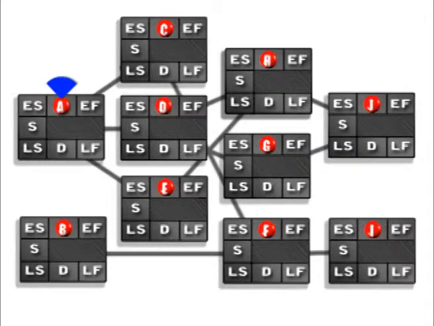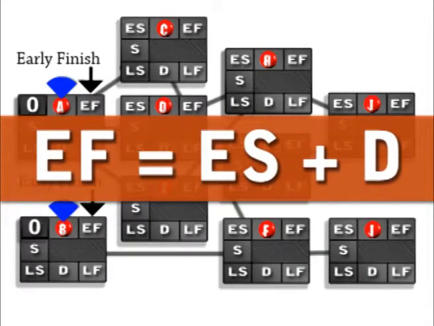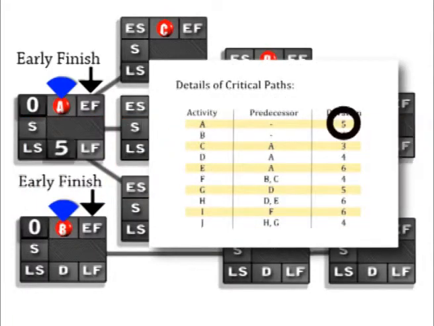So we're going to start with activity A. And if you remember, a starting activity begins at time 0. So our early start for activity A is going to be 0. The same thing for activity B, because if you remember on our information, activity B had no predecessors. Okay, so now we want to calculate what the early finish time is going to be. To calculate early finish, we're going to take early start and add the duration. So 0 plus 5.